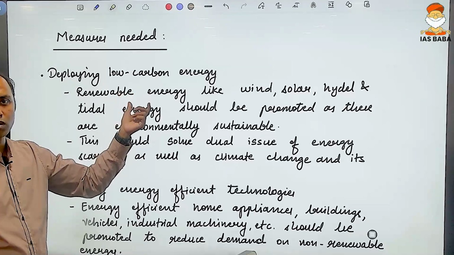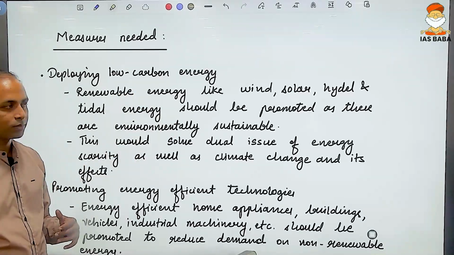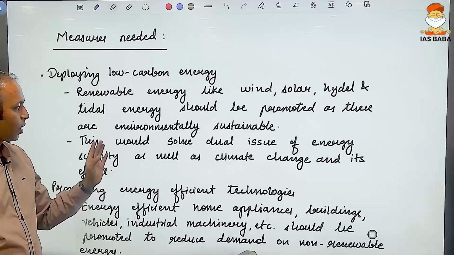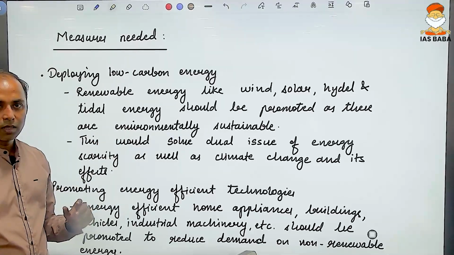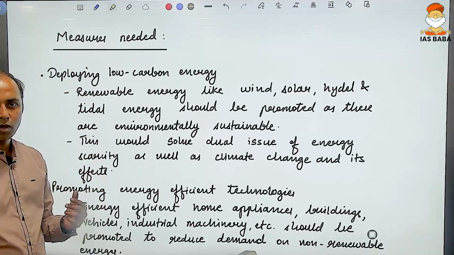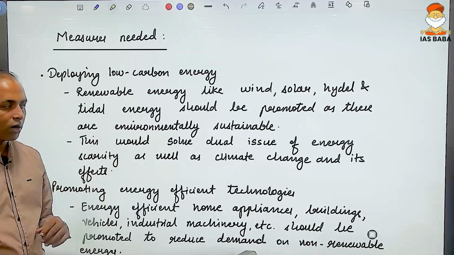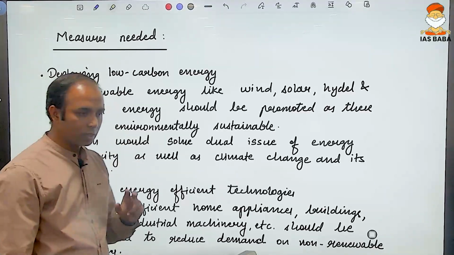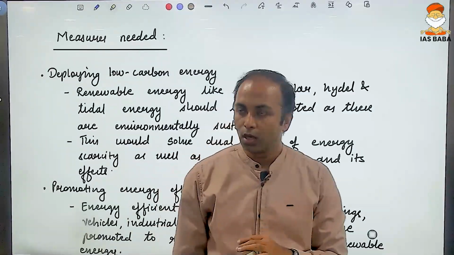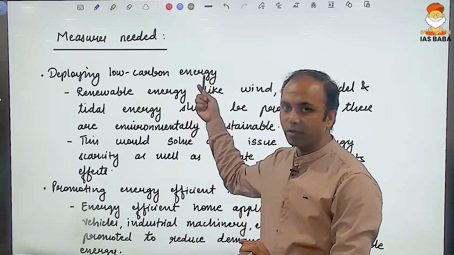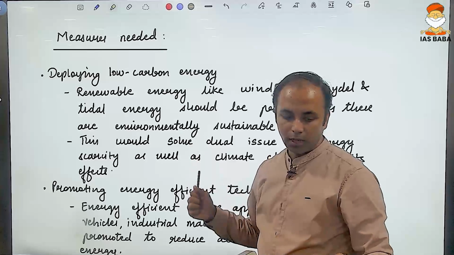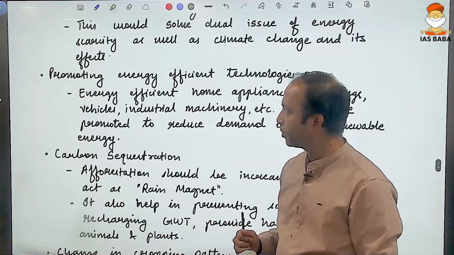There is also a non-renewable source of energy like nuclear. It can also be promoted as these are environment friendly. So along with reducing the global warming, it will also help to mitigate the impact of global warming. Okay, so it will solve two problems. One is India, which is an energy deficit country, that will be resolved, plus the global warming can be resolved.